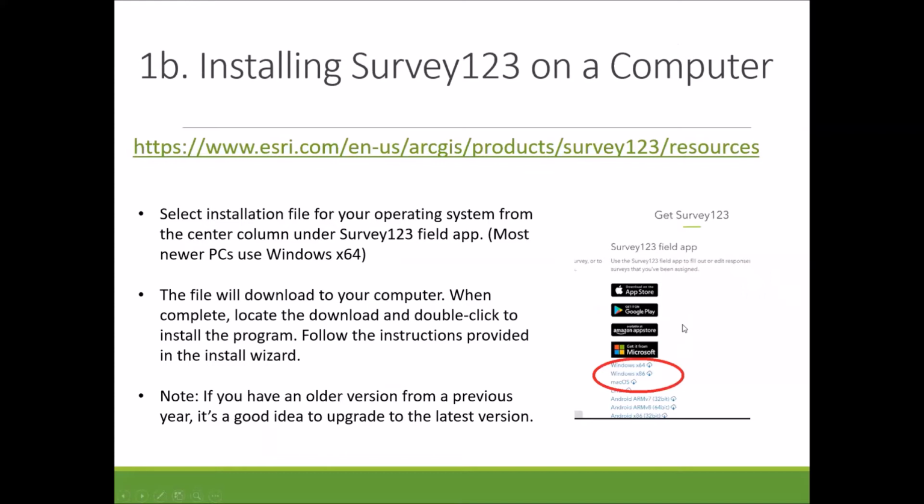Okay, so this is just kind of a close-up of that list of options there, showing the Windows and the Mac OS installation files. So you click on the appropriate one for your computer, and it will download usually to your downloads folder or wherever you opted to save it. So you locate that download folder and double click on the installation file to install it. And then follow the instructions provided in the installation dialog. You can accept all of the default options.